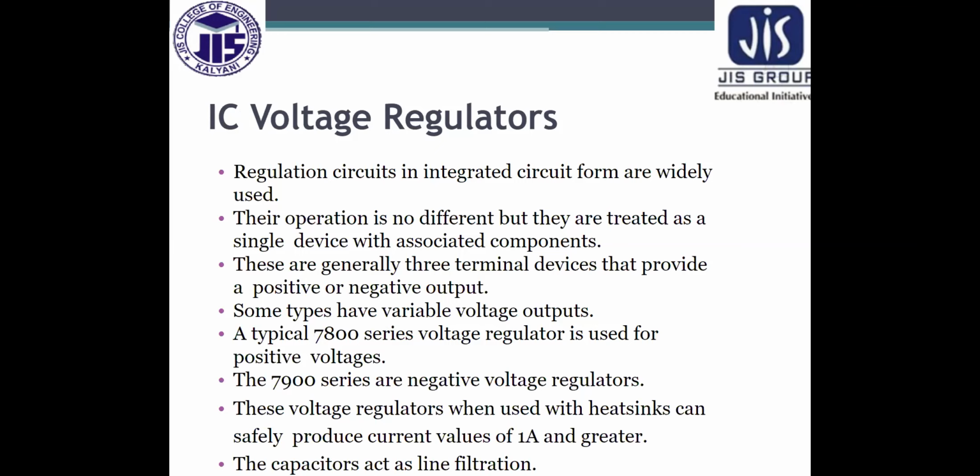A typical 7800 series is used for positive voltage regulation and the 7900 series is used for negative voltage regulation. These voltage regulators, when used with heat sinks, can safely produce current values of 1 ampere and greater.